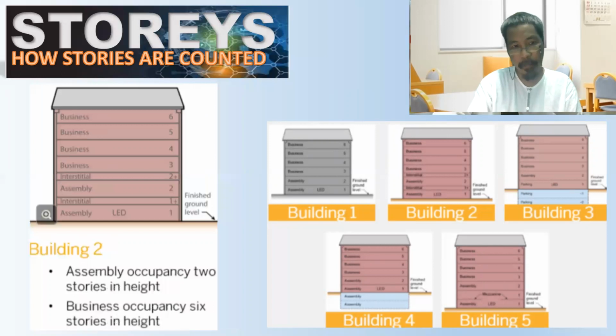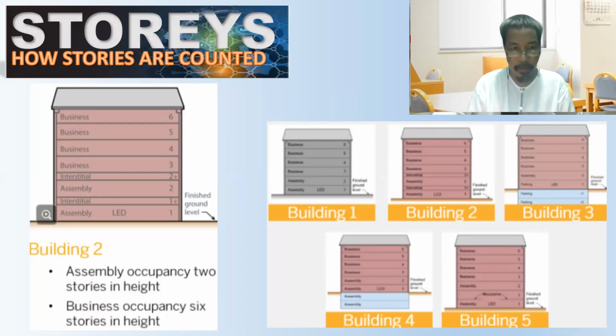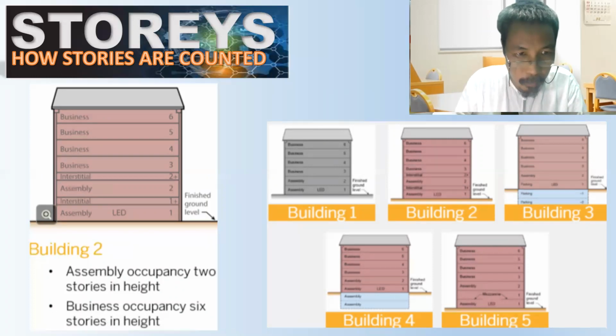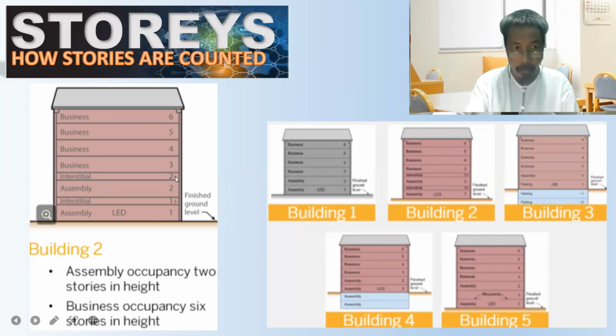What about building number 2? Let's first take a look at the picture. We have the first floor, second floor, third floor, up to the 6th floor. We also have the same function per floor as with the first building: third floor to 6th floor business, and first floor, second floor assembly. But we have what?